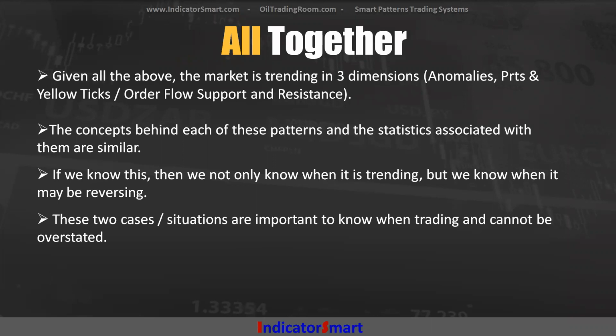So let's put all this together. Given all the above, we took market trend concepts in 3 dimensions: anomalies, pivot, retags, yellow ticks, order flow, support, resistance, order flow, momentum. And the concept behind each of these patterns and statistics associated with them are similar, or fractal, or whatever you want to call it. So if we know this, then we not only know when the market's trending, but we also know when it might be reversing, as we had discussed.